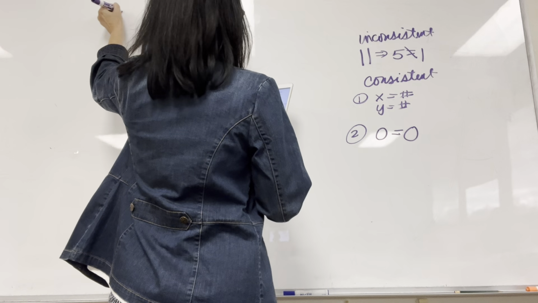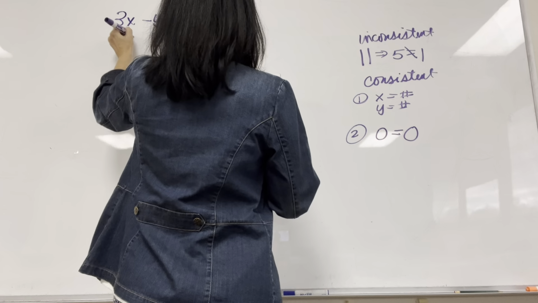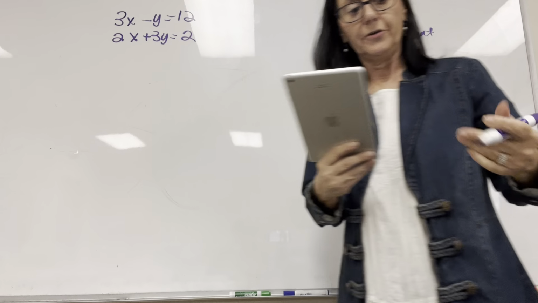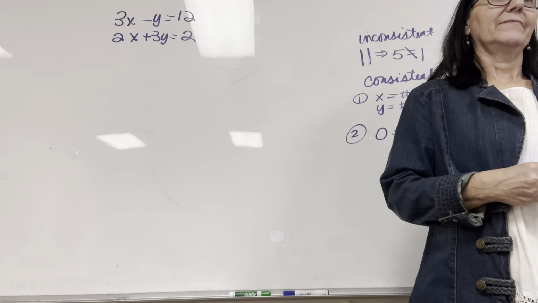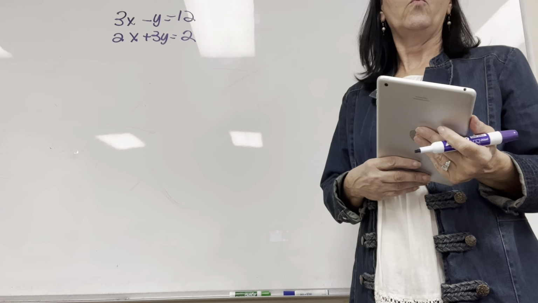All right, so if we have 3x minus y equals 12, and we have 2x plus 3y equals 2, what would you use? Substitution or elimination? They chose to substitute. I would use elimination. I would use elimination as well.